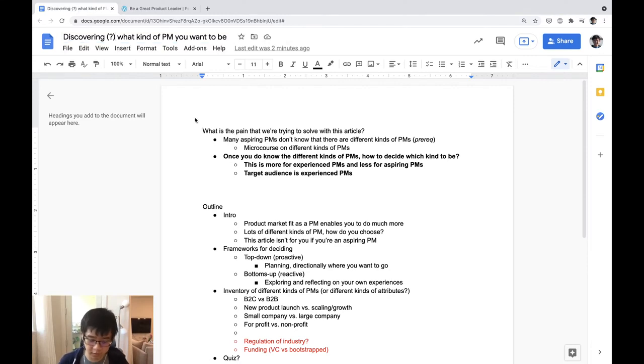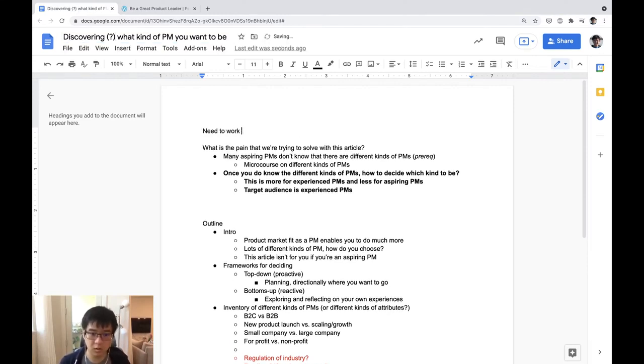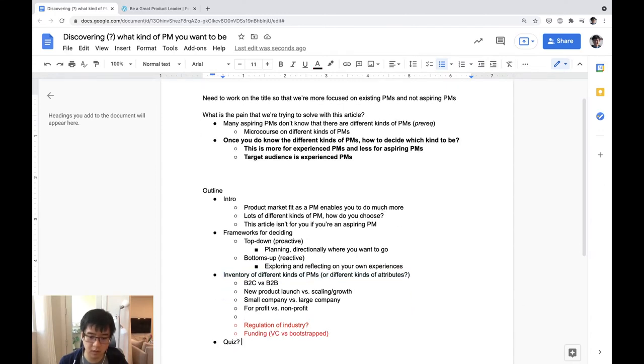So long story short, I need to go figure out how to work on the title. Need to work on the title so that we're more focused on existing PMs and not aspiring PMs. So that's what I need to go aim at. And then because of that, I don't need to dive super deep on this inventory, and I can focus a lot more on the actual decision-making framework or the discovery. So there's that. And I think that's actually really good for us to have worked through, because that means that then we can talk a lot more clearly about this bottoms-up approach.